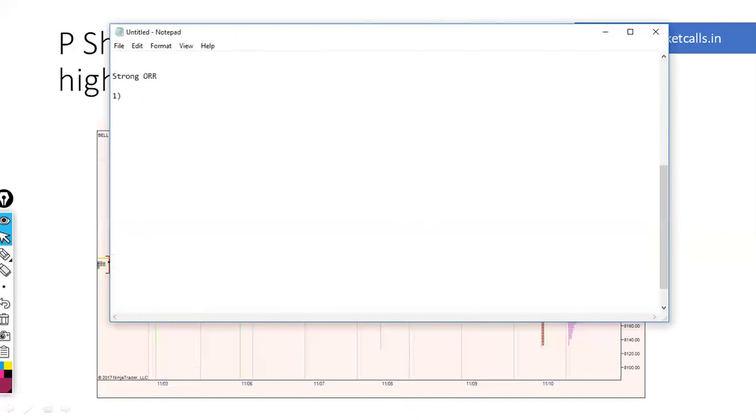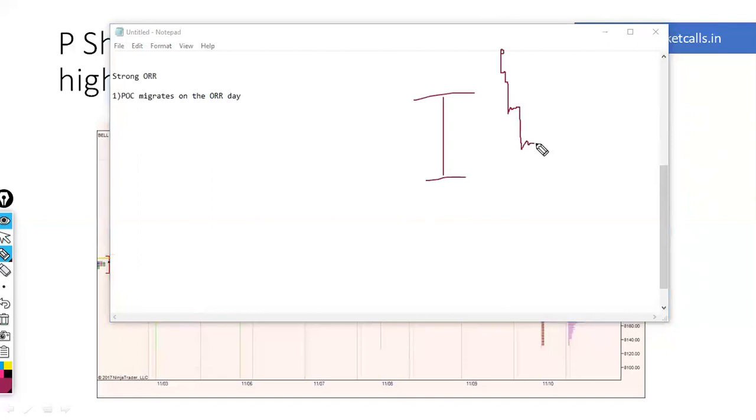Most strong ORRs have 3 criteria. One is POC will migrate, POC migrates on the ORR day. Let's say there is an ORR coming here. Price opens gap up, and then it completely rejects the previous day high, got into it, and initially it starts developing point of control, and lately it migrates point of control. The point of control has to migrate from here to here on the downside. This we call a strong ORR in terms of prominent point of control.